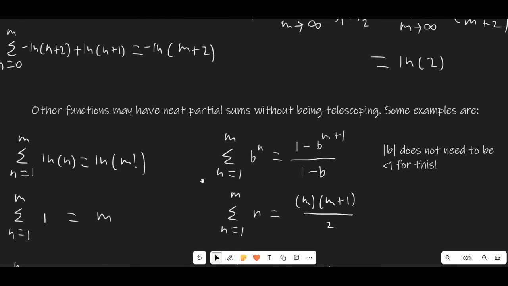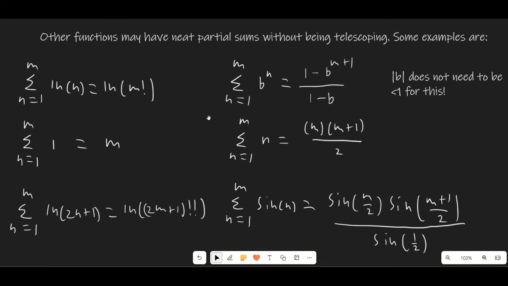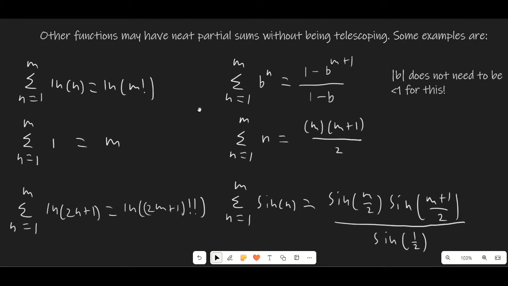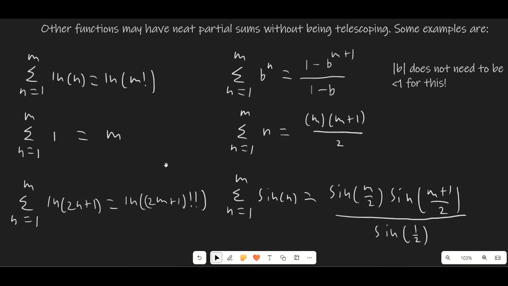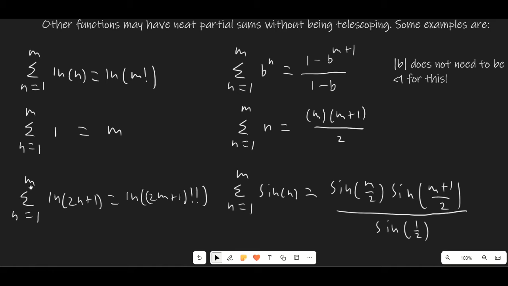So some other functions have some neat partial sums without being telescoping series. Some examples here, really common right here: the sum from n equals 1 to m of natural log of n is equal to natural log of m factorial, which is really helpful. The sum from n equals 1 to m of 1 is just m, of course. The sum from n equals 1 to m of natural log of 2n plus 1 is natural log of (2m plus 1) double factorial.